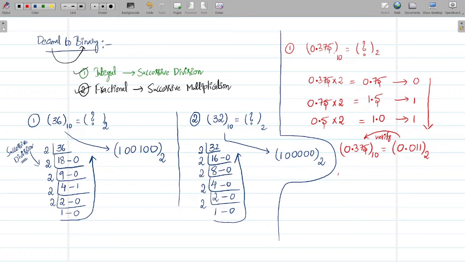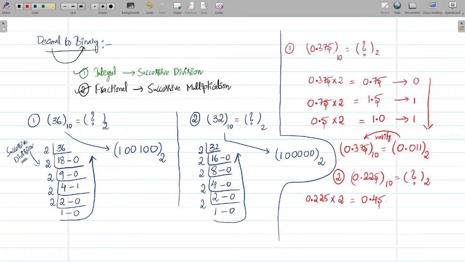Okay, next, going to the second problem. Let me go to the second problem on fractional part. 0.225. So this is the decimal part, so this is the fractional part. I want to convert this fractional part into its equivalent binary. So how can I do it? First take the given fractional number 0.225, multiply with 2, the radix into which we need to convert the number.